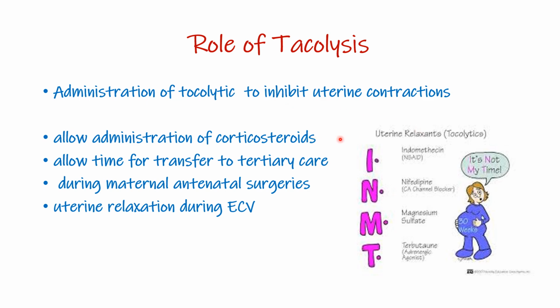Role of tocolysis: as we said before, tocolysis is administered to inhibit uterine contractions. So in the case of preterm labor, it allows us to administer corticosteroids, and it allows you to transfer the patient to a tertiary care center. In addition, it is also used during maternal antenatal surgeries, and it is important in terms of uterine relaxation in external cephalic version. So the drugs that we use, to remember them: I for indomethacin, which is an NSAID, N for nifedipine, which is a calcium channel blocker, M for magnesium sulfate, and T for terbutaline, which is an adrenergic agonist.